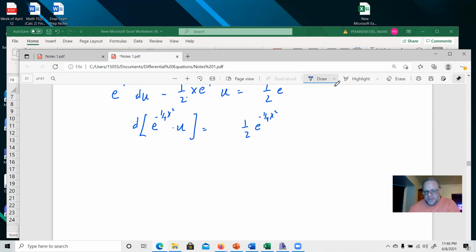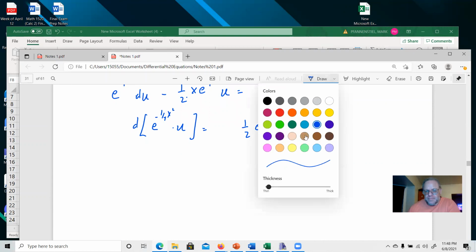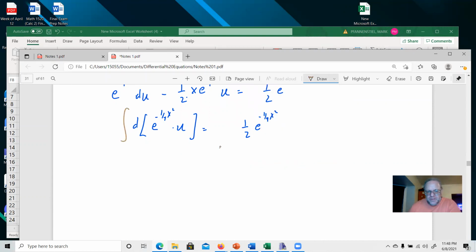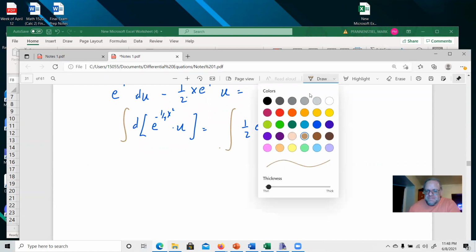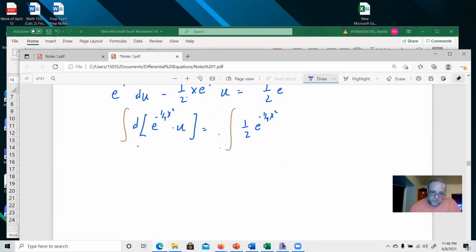Now, when I want to go off and integrate this, there's a problem, isn't there? This side is fine. e to the negative 1/4 x squared times u, where u is y to the 1/2, is equal to the integral from negative infinity to x of 1/2 e to the negative 1/4 t squared dt. Because this is not a form we can integrate. You're out of luck.